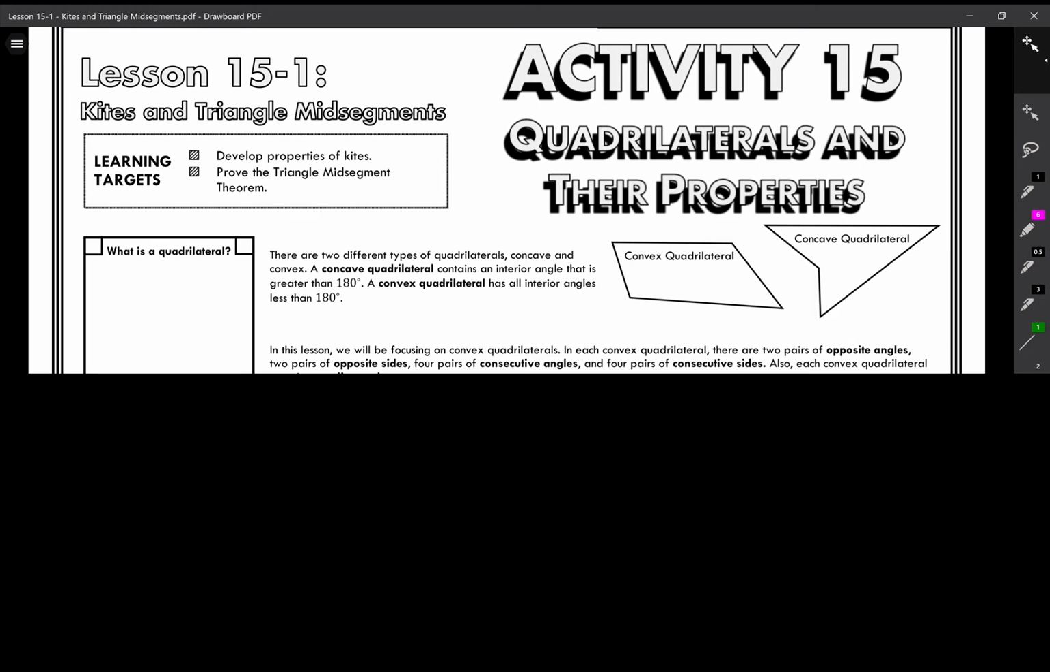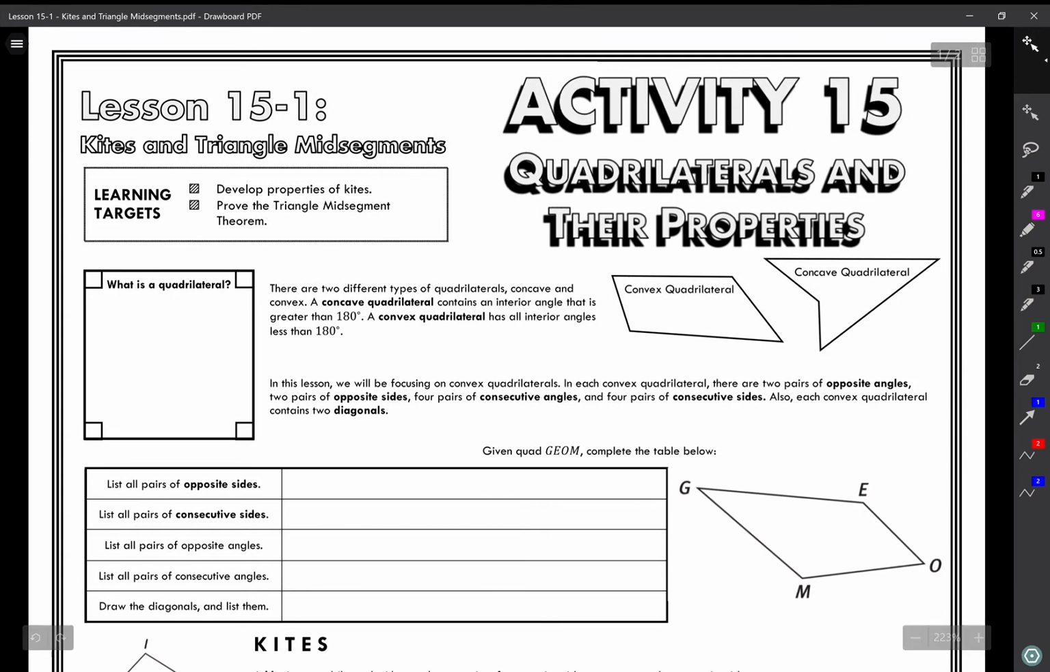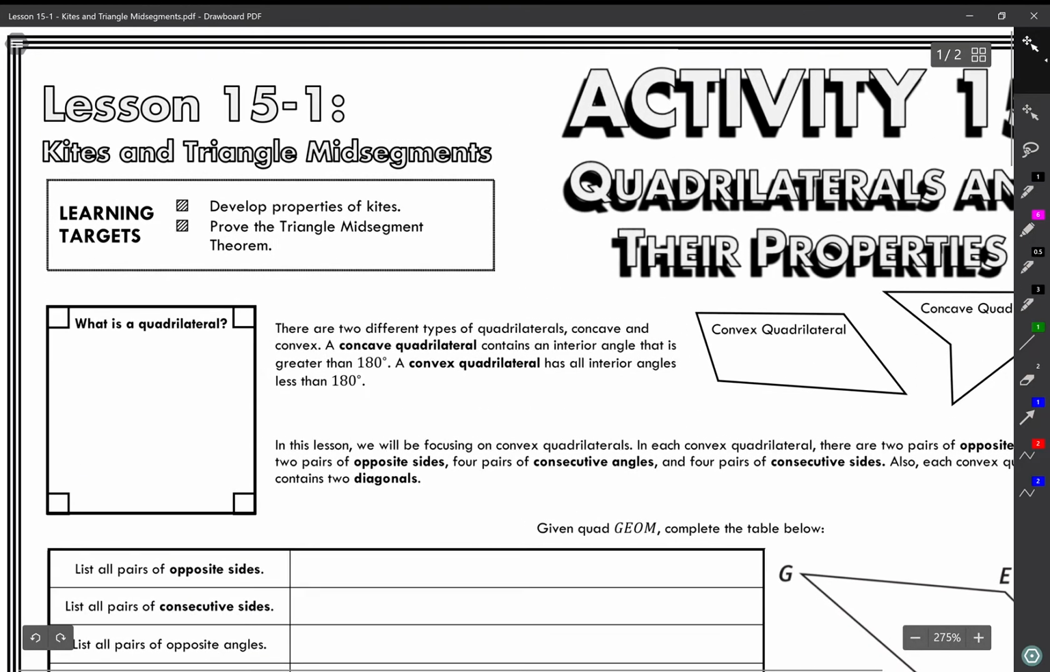Okay, this is the first video for activity 15 and the third video for the video series on activity 13 and activity 15, which is the test, or the quiz, you'll be taking altogether with these two activities. So in activity 15, we start quadrilaterals, and with that we start lesson 15.1, which is kites and triangle mid-segments.